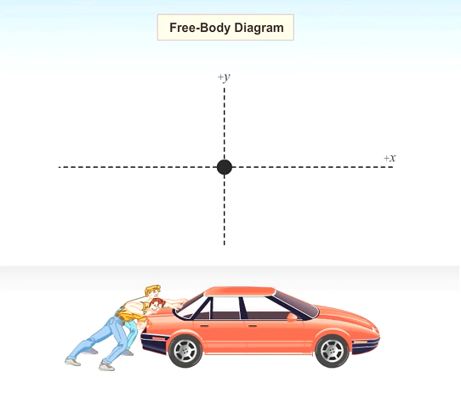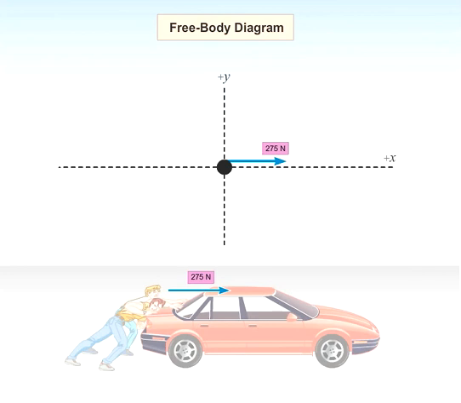To attempt to get the car to move, each man will apply a force to the car. We will assume that each force acts horizontally. One force has a magnitude of 275 newtons and points to the right. The other force has a magnitude of 395 newtons and also points to the right.